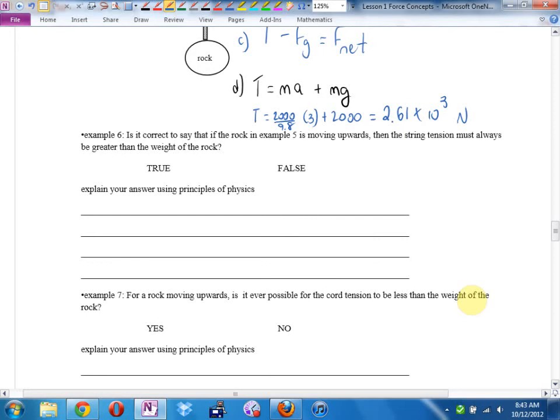It would be true if the question said this. Is it correct to say that if the rock in example 5 is accelerating upwards, then the string tension must always be greater than the weight of the rock? Does it say the word accelerating? No. What word does it say? So let's look at the possibilities. How could we be moving? We could be speeding up, but what else could we be doing? Traveling how?